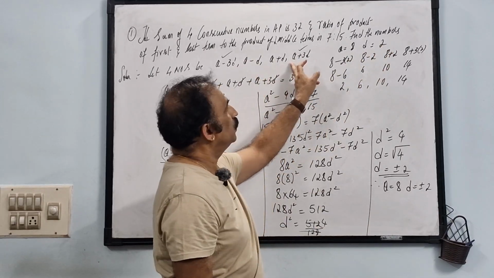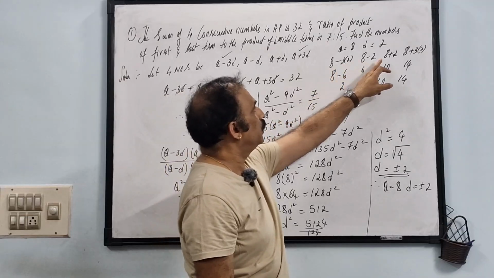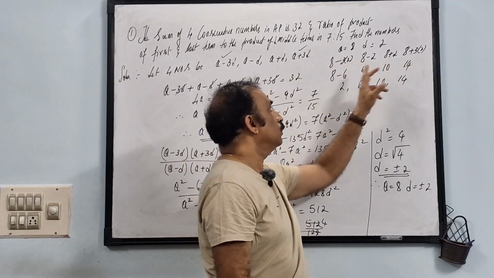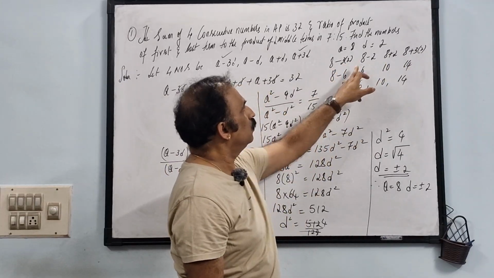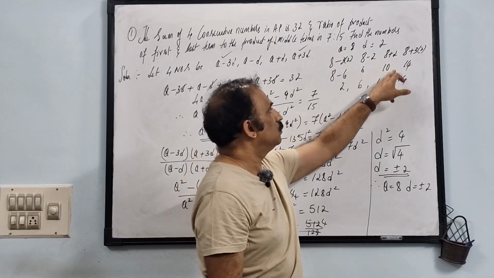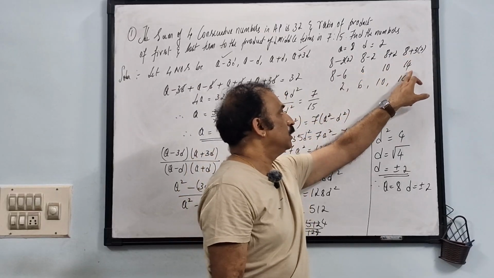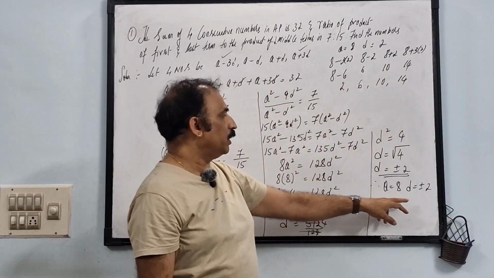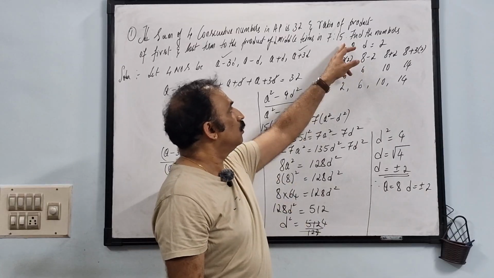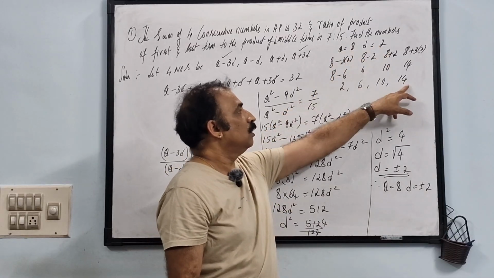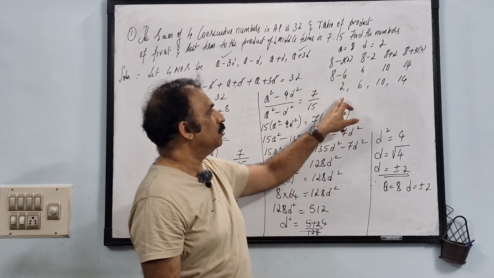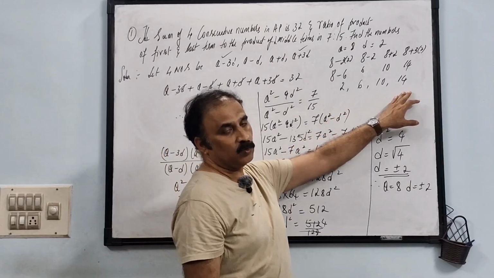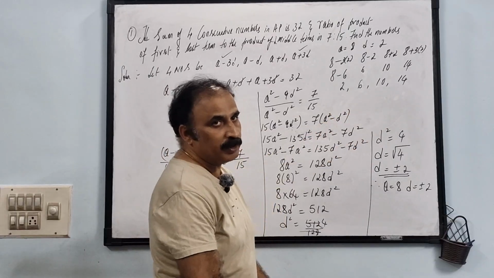Substitute in these three numbers: 8 minus 3 into 2, 8 minus 2, 8 plus 2, and 8 plus 3 into 2. That is 8 minus 6 is 2, 8 minus 2 is 6, 8 plus 2 is 10, and 3 2s are 6 plus 8 is going to be 14. Now when you take this as negative, a is equal to 8 and d is equal to minus 2, the numbers are going to just reverse. That means 14, 10, 6 and 2. These are the four numbers which are going to be in AP.